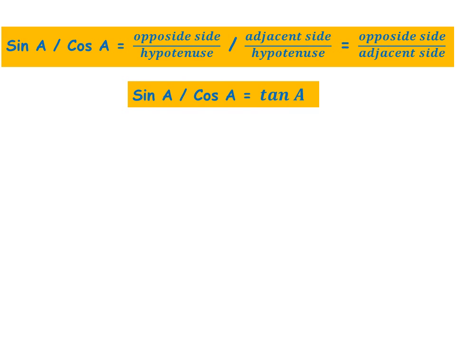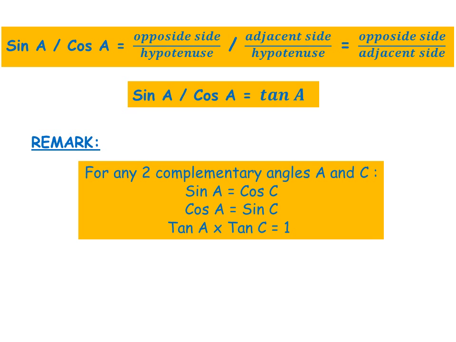So now I have two ways to calculate tan of any angle. If I have the side lengths of the right angle triangle, the tan of the angle equals the opposite side of this angle over the adjacent side. Or if I have the sine and cosine for this angle, I can calculate the tan by dividing sine A over cosine A. Also, we have a remark: as we noted before, for any two complementary angles A and C, sine A equals cosine C, cosine A equals sine C, and finally, the product of the tan of the two complementary angles is equal to 1.